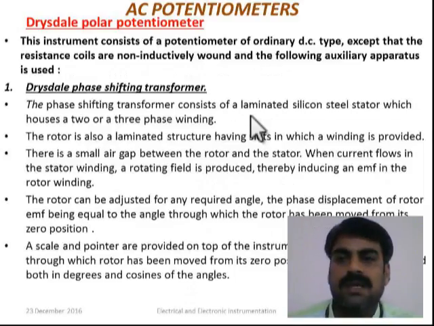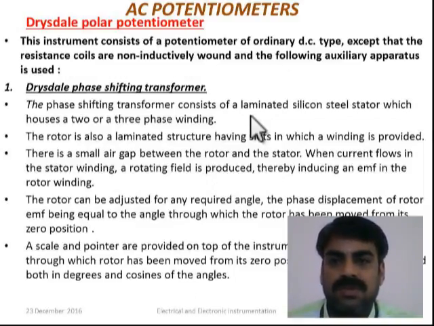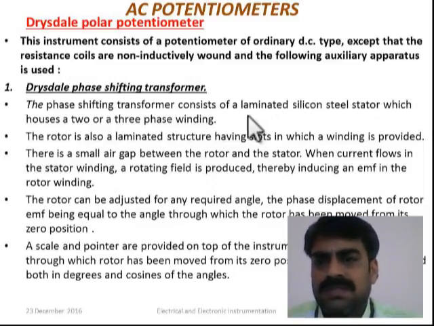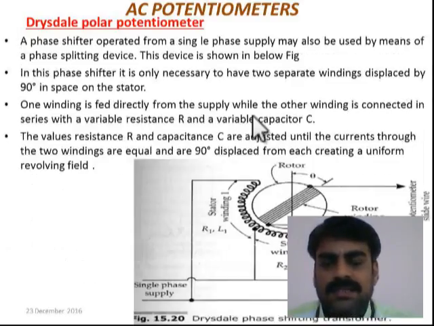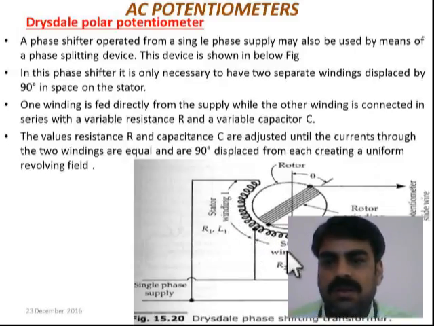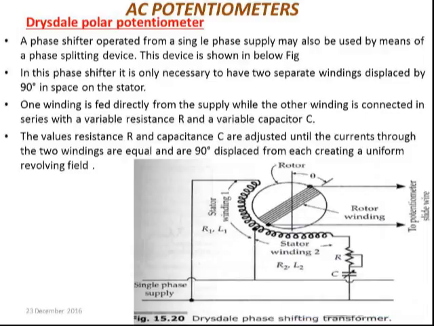The apparatus is a phase shifting transformer, which consists of a laminated silicon steel rotor, and a stator winding which is divided into two halves, stator winding 1 and stator winding 2. Stator winding 1 is directly connected to the supply and stator winding 2 is connected through a resistor R and capacitor C.